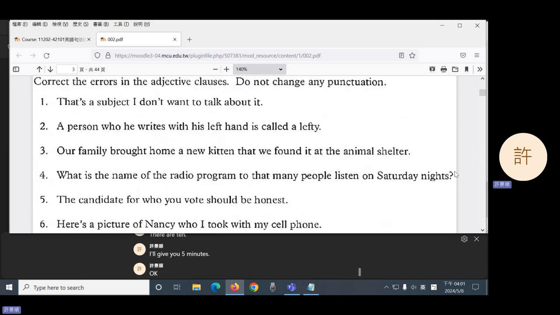Okay, let's compare answers. Number one, that's a subject I don't want to talk about it. You should see that there's a missing that right here. That's a subject that I don't want to talk about. So you have moved this to the front. So this it is extra. Please delete the it.